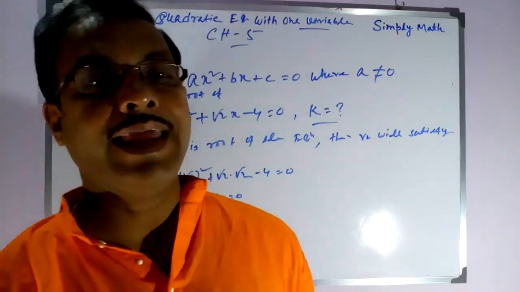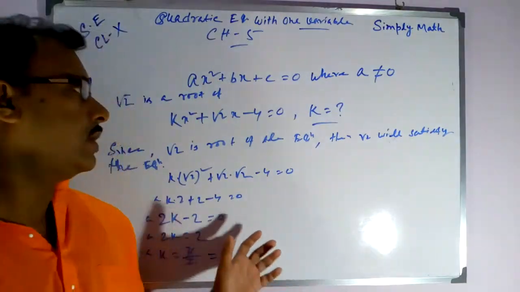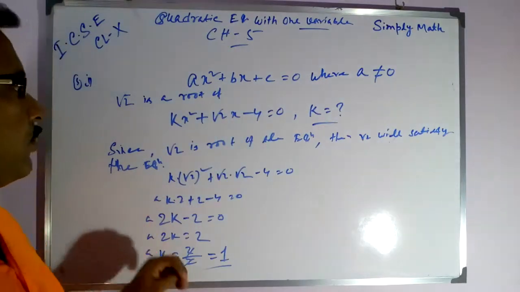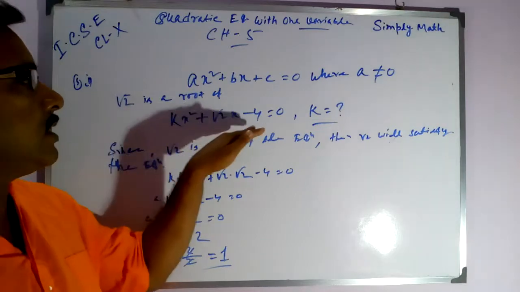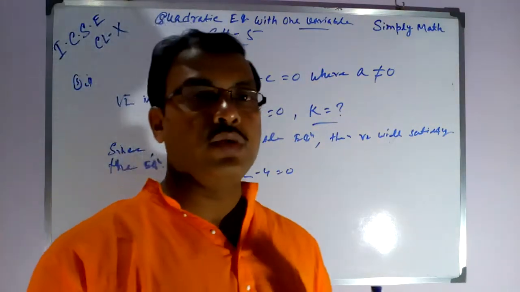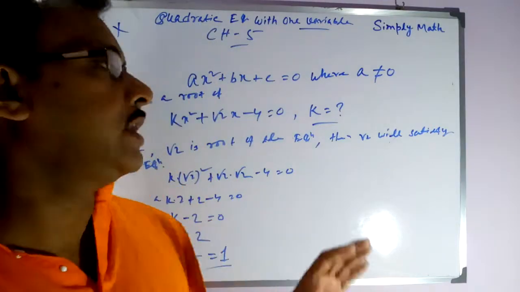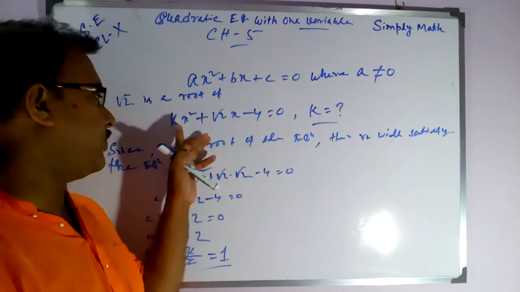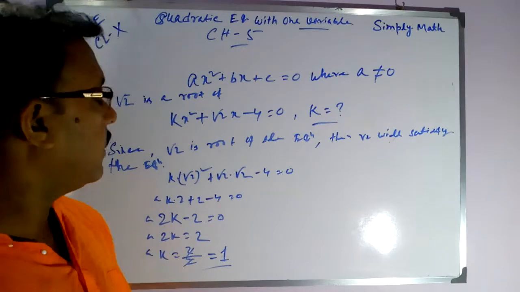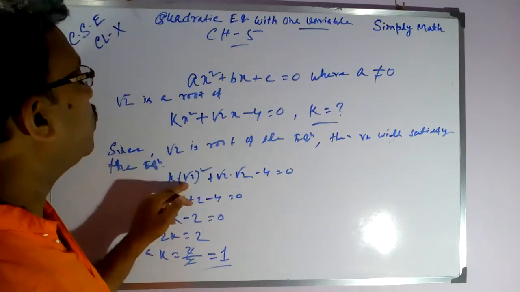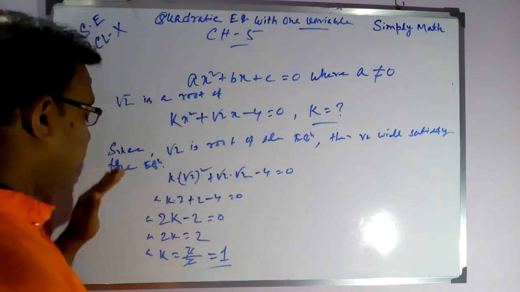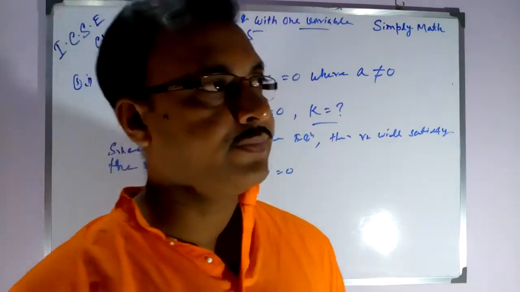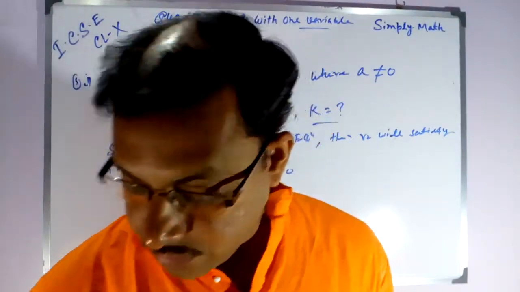Therefore the value of k is 1, because here root 2 is the root of this equation. The problem was: root 2 is the root of this equation, what is the value of k? If root 2 is the root of the equation, then root 2 will satisfy the equation. Means if we put root 2 instead of x, it will be 0. So we put root 2 instead of x and find the value. Then the value of k is 1. Clear? We take another problem.